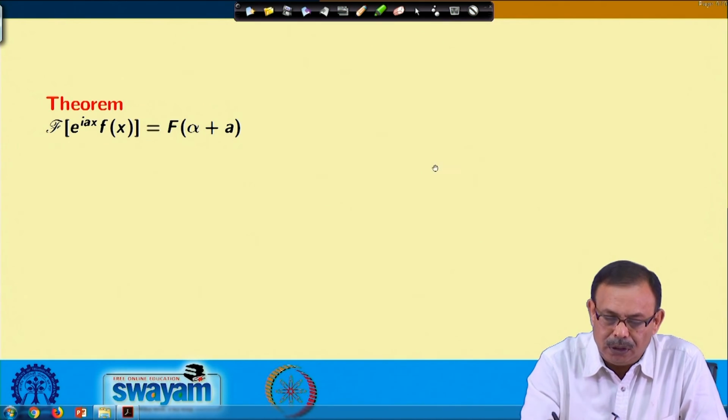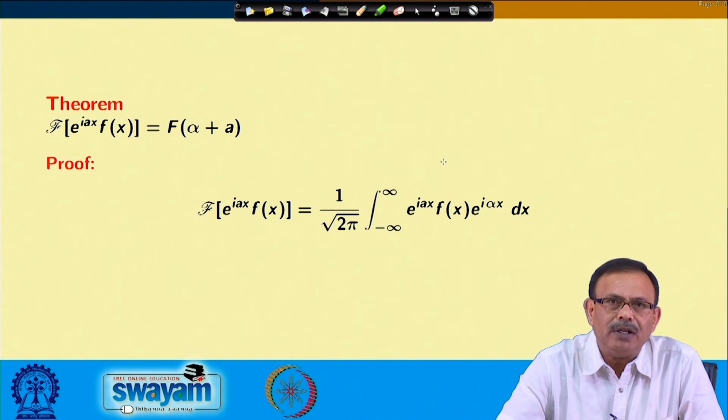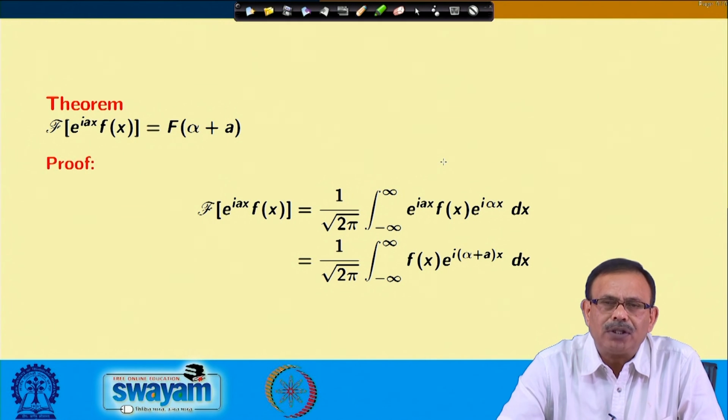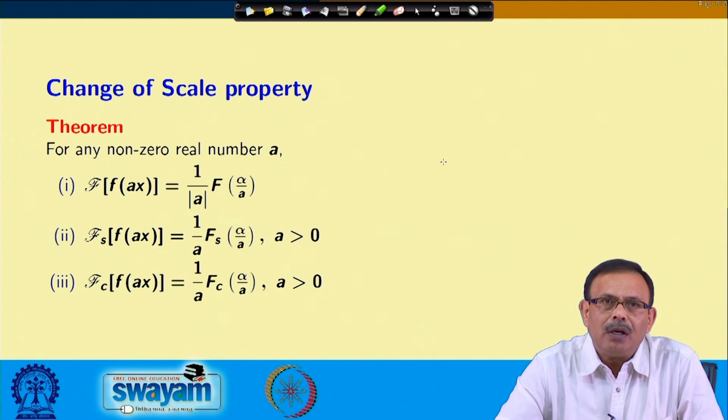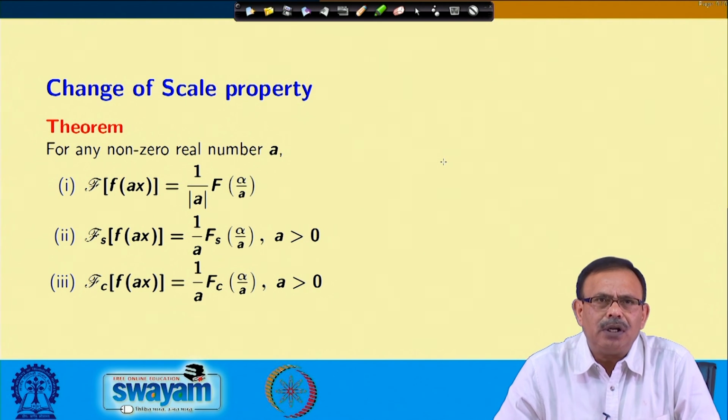Again, let us see quickly here. The Fourier transform of e power i a x f(x), you are writing like this, and from here I am just combining the e power form, which is nothing but the Fourier transform of f at alpha plus a. The change of scale property, for any non-zero real number, I have written 3, where a is a real number.